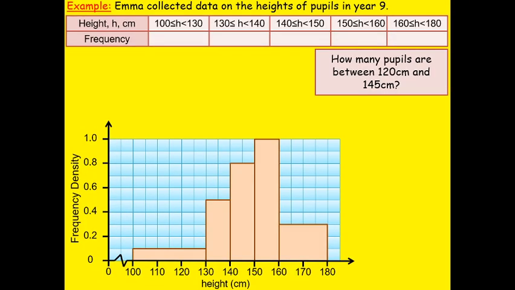Okay, right, next bit. Fill out the frequency table and how many people are between 120 and 145 centimetres. I'll give you a couple of seconds to work this out. Pause the video if you want.